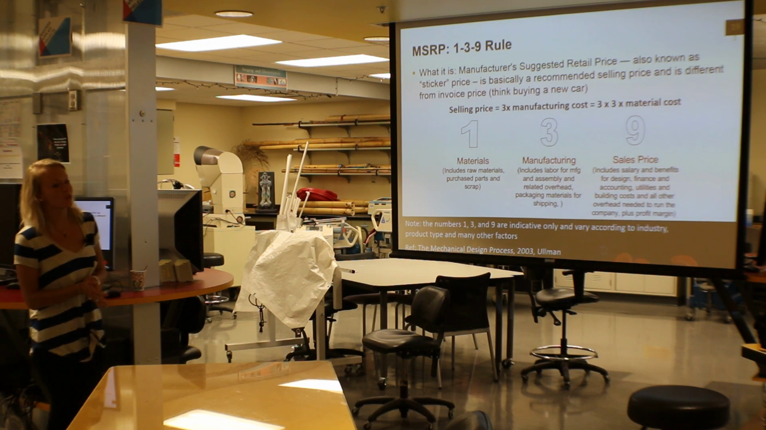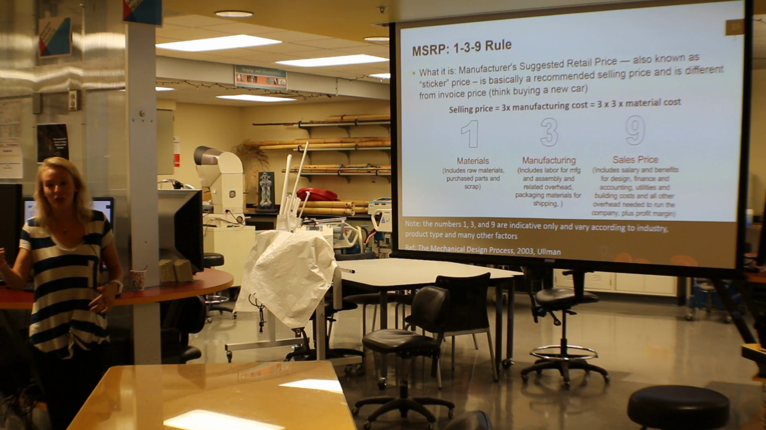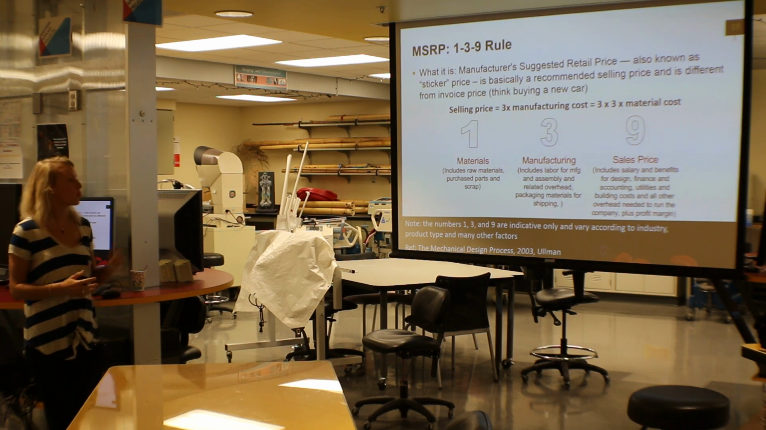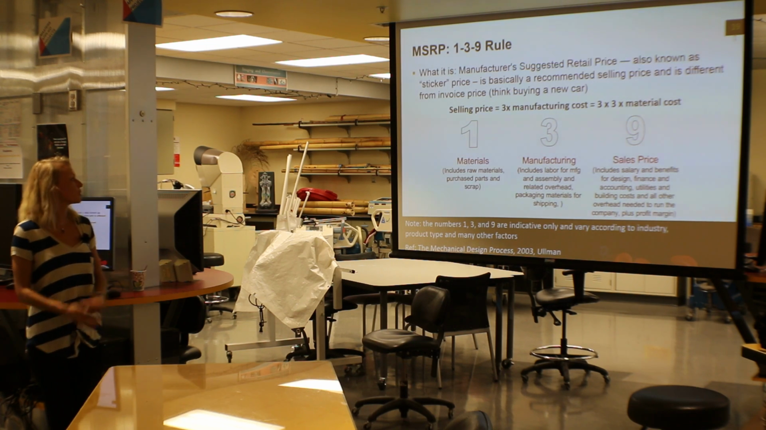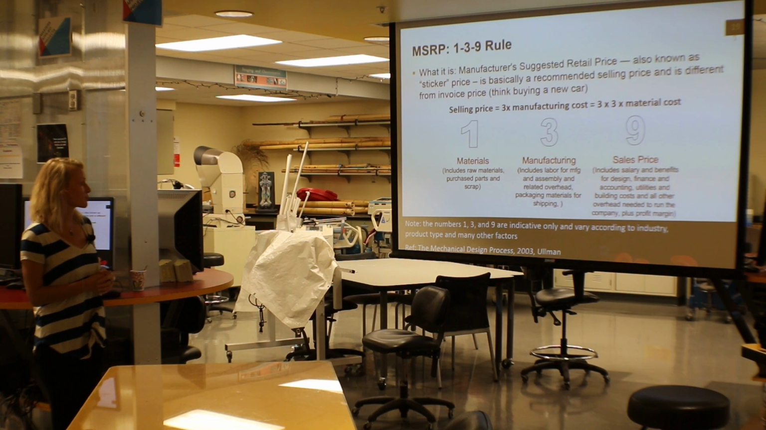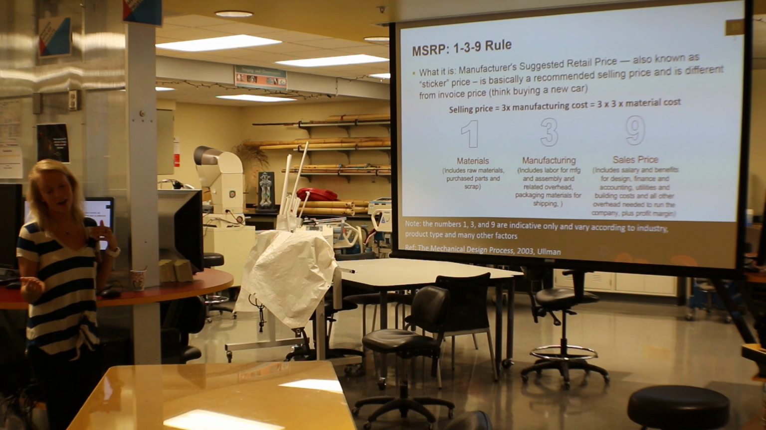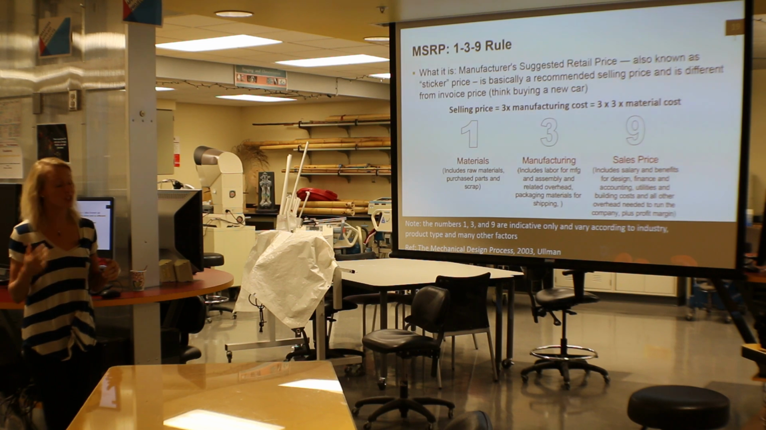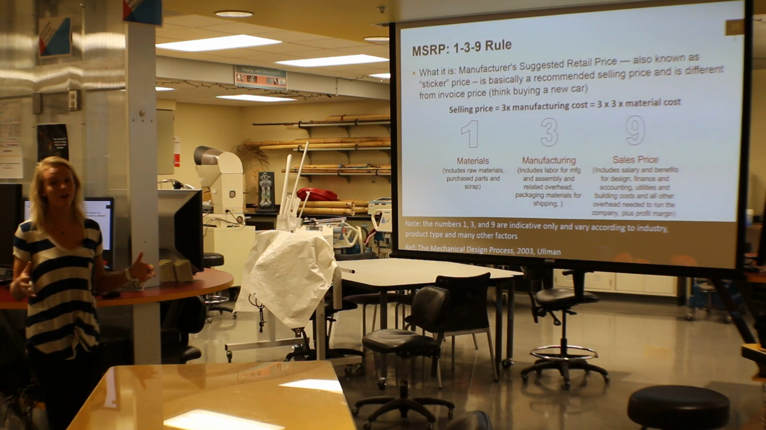MSRP, so 139 rule. Anybody know someone who's bought a car, that sticker price? That is what this is. So 1 is your materials. It includes all of your raw materials, your purchase parts, and scrap. And then it's going to increase by 3 when you add in manufacturing. So it's going to include labor, assembly, related overhead, packaging, and shipping. And then you're going to multiply that by 3, and that's what's going to be your final sale price.